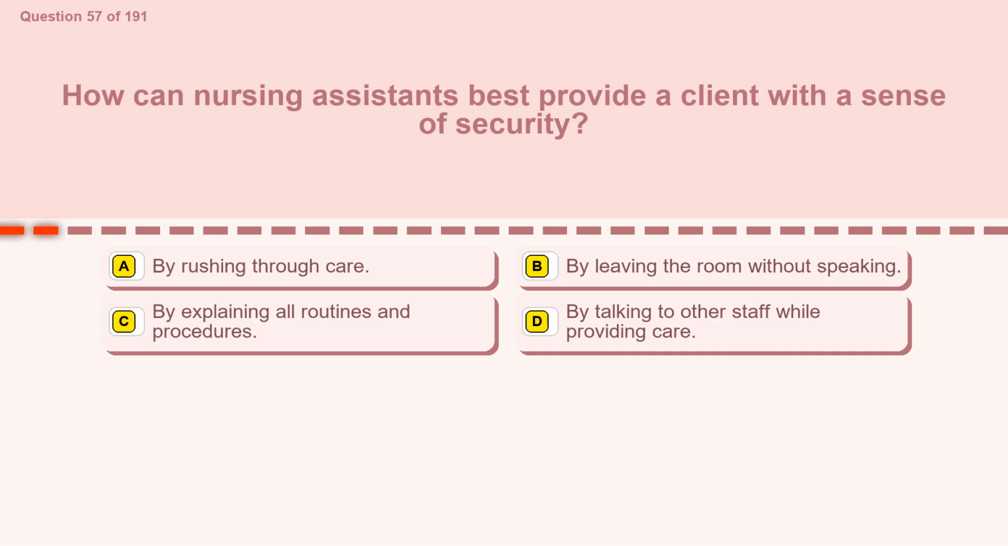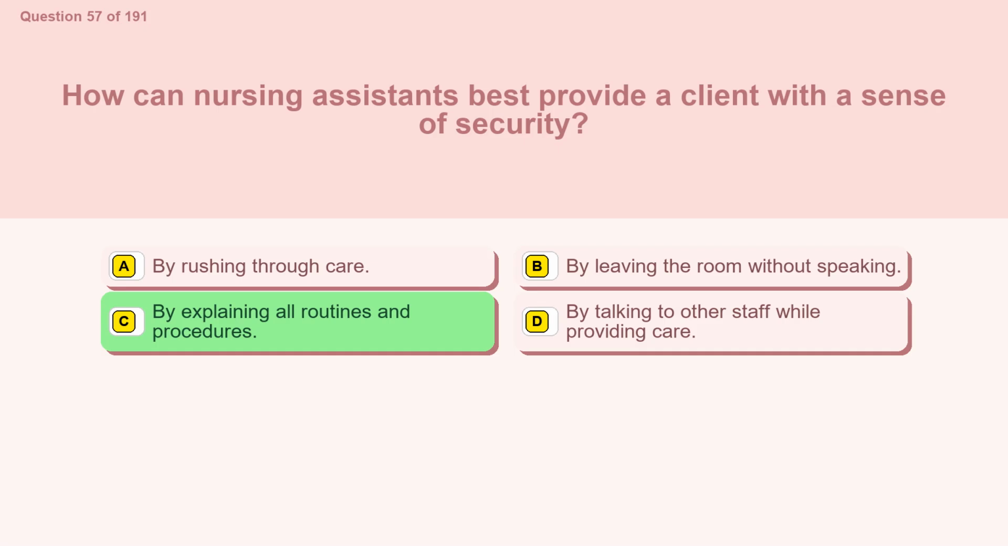Question 57. How can nursing assistants best provide a client with a sense of security? Option A. By rushing through care. Option B. By leaving the room without speaking. Option C. By explaining all routines and procedures. Option D. By talking to other staff while providing care.